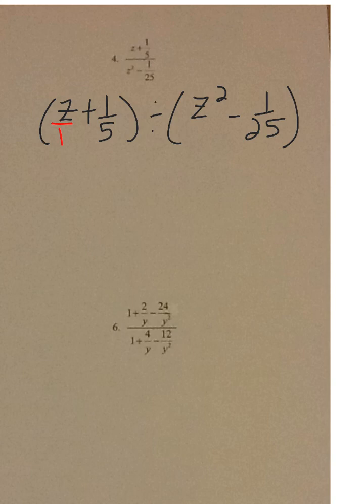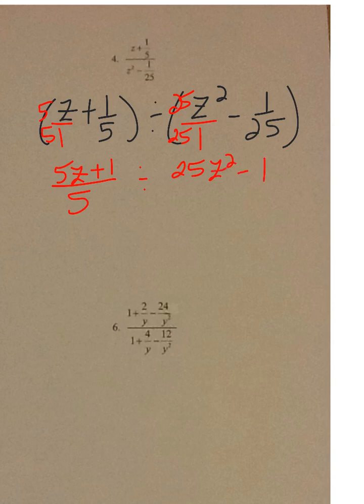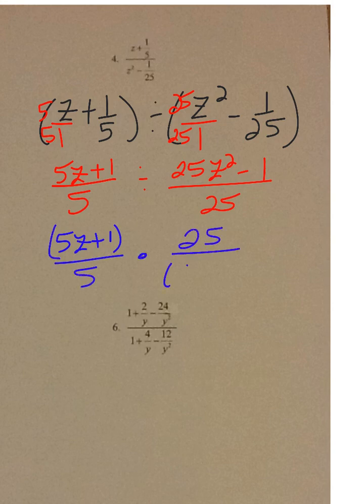So I'm going to put z over 1 here, multiply numerator and denominator by 5. So I get 5z plus 1 over 5 divided by, multiply numerator and denominator by 25, 25z squared minus 1 over 25. So now I'm going to do same change, flip, and I'm going to factor at the same time. So 5z plus 1 cannot be factored, over 5, times 25 over 5z plus 1 and 5z minus 1. That's the difference of two perfect squares.